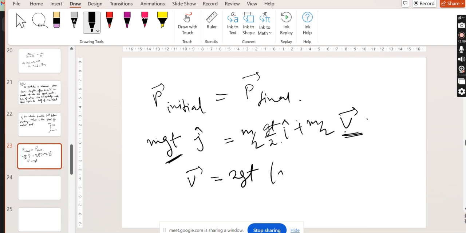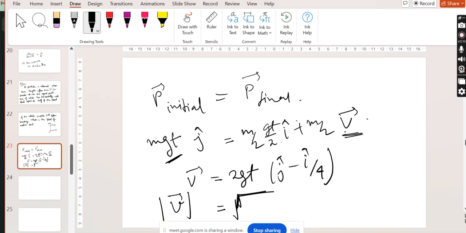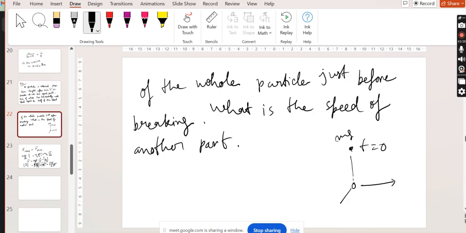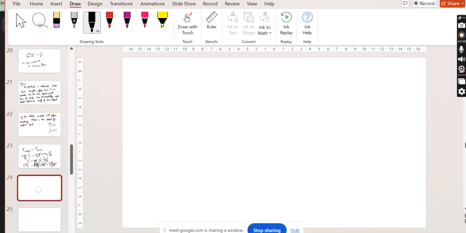From this equation you can say this is v, and the value of v is root over (2gt by 4) whole square plus (2gt) whole square, and that is root 17 by 2 gt. It is a very simple question. You just need to do it in a vector approach. That's it.